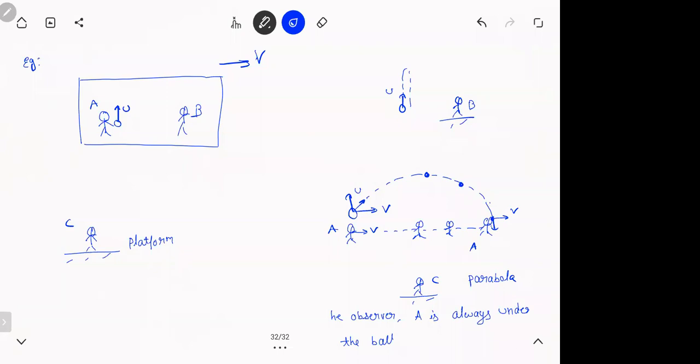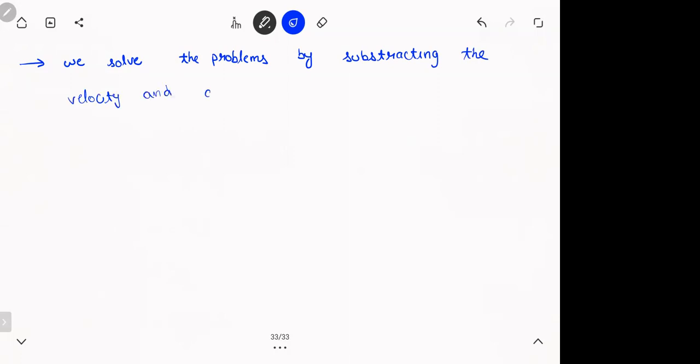Next thing. How do you solve this then, relative? So we use relative motion, by subtracting the velocity and acceleration vector of the observer.